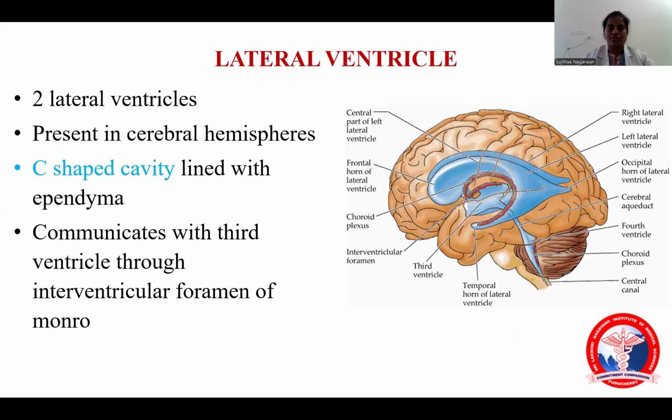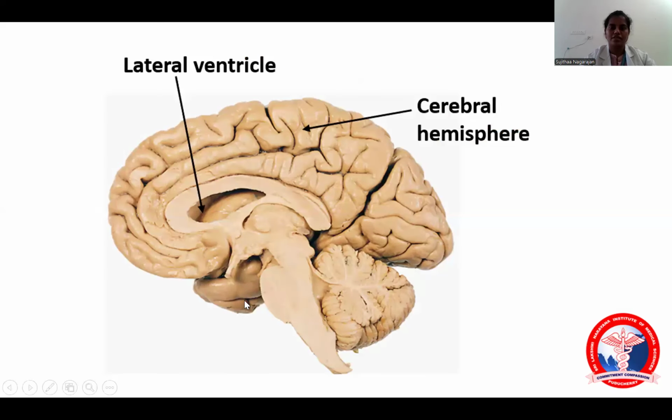Now there are two lateral ventricles. The lateral ventricles are present within each cerebral hemisphere. It is a C-shaped cavity lined with ependyma. It communicates with the third ventricle through interventricular foramen of Monro. Now we can see in this picture medial surface of the cerebrum. So this lateral ventricle is a cavity present within each cerebral hemisphere. So we can see this is the cerebral hemisphere. This cavity is called as lateral ventricle.